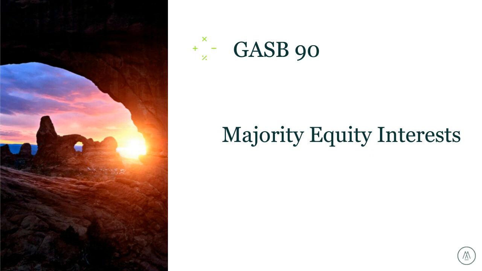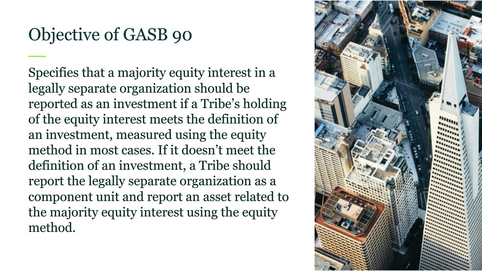GASB 90 was released in August 2018, and the expectation is that it would be implemented right away in 2019 because there was a bit of confusion with the release of GASB 72 when defining investments. Governments and tribes could acquire majority equity interest in companies for profit-generating purposes, but they also could be considered component units, and so it was confusing what a tribe should implement, GASB 72 or 14. And so I think this standard clarifies what to do in these cases. So we'll jump right in.